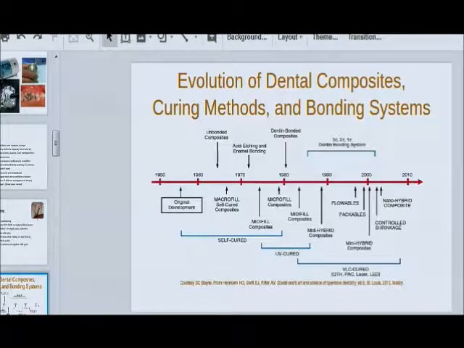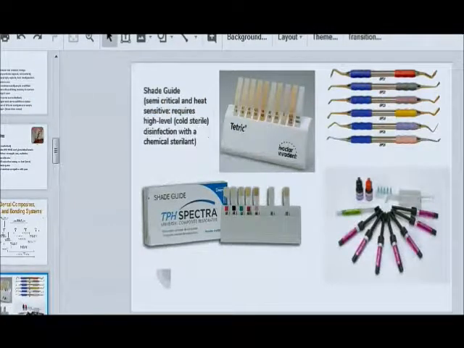But basically, you just want to know that they're not UV cured. So even though the light is blue and it looks like a tanning light, it's not an ultraviolet light. It's light cured, white lights mostly, or in the white spectrum. So there's the shade guide, which we saw earlier tonight, and some examples of composite.